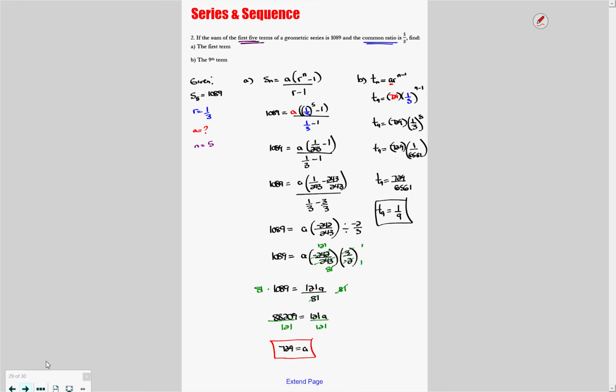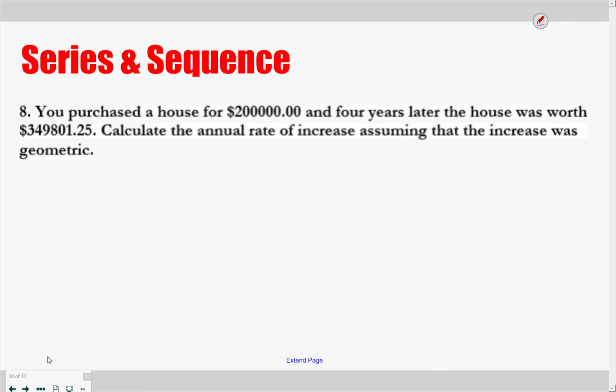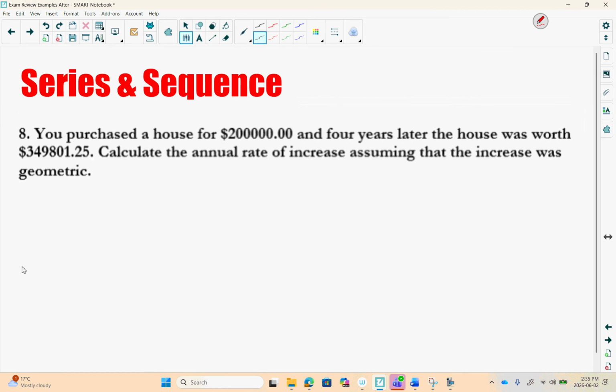Last question. You're talking about a house that you purchased for $200,000. 4 years later, the house was worth $349,801.25. Calculate the annual rate of increase, assuming that the increase was geometric. So here's the move. Given information: I know term 1. I know A. So term 1 is your A value, and that's $200,000.